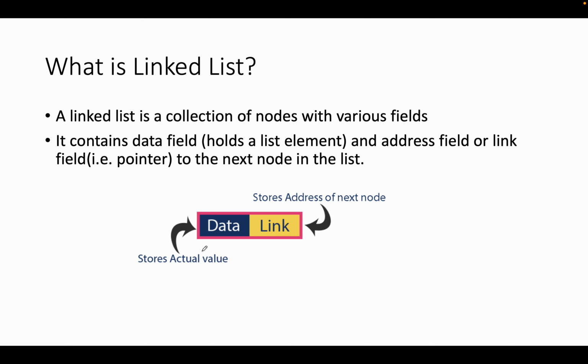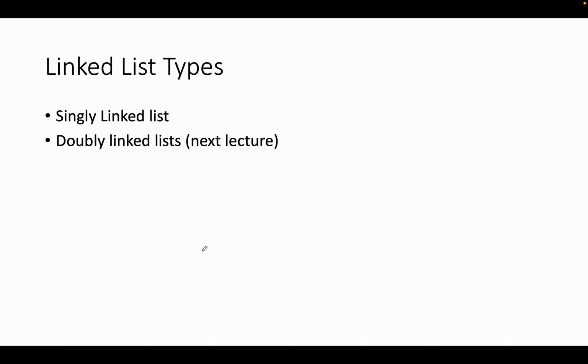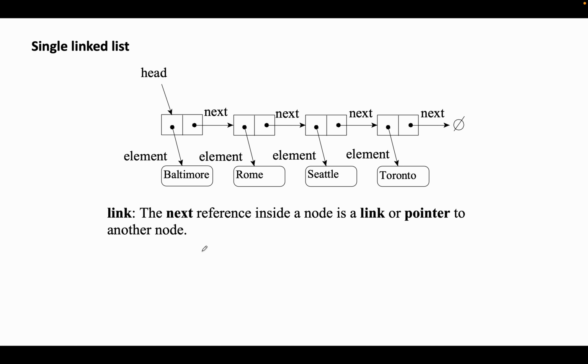So there are 2 components of the linked list that you need to remember. One is the data, the second one is the link. What we're gonna start with here is the single linked list, but I'm gonna show you some idea of the double linked list as well, which just has back and forth pointers.